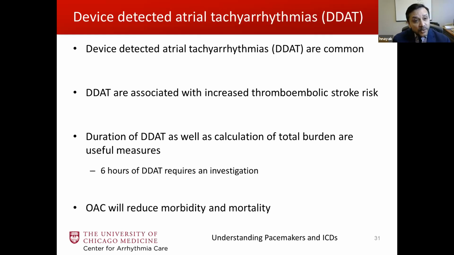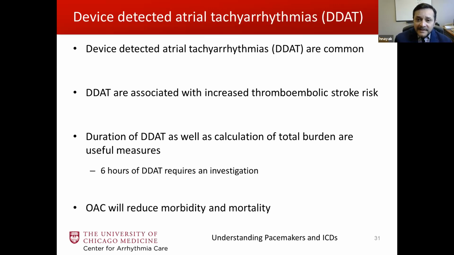Okay, so the teaching point of this case is that device-detected atrial tachyarrhythmias are very common. They are associated with increased thromboembolic stroke risk and should be taken seriously. The duration of the device-detected atrial tachyarrhythmia, as well as the calculation of total burden, are useful measures. And once again, this is a moving target, and I think we're going to get more and more information about this over the next few years.